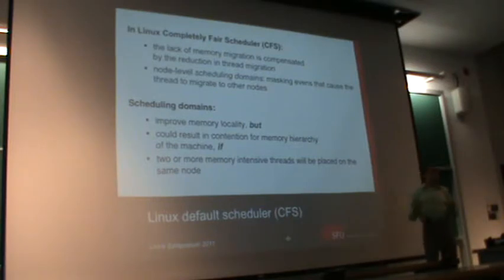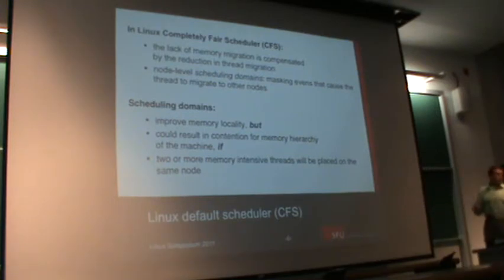Certain events, for example a context switch, are usually a good time for a scheduler to check if the thread should be migrated to preserve the load balance. When it analyzes what cores the thread can be migrated to, do you have some question? No? So the thread will be migrated, and it will only take into account the cores in the same memory node. The cores on the other nodes will be masked. The thread will not be migrated to them. So it will definitely improve memory locality, but sometimes it could result in contention for the memory hierarchy of the machine, when, for example, you have two memory-intensive threads stuck on the same memory node.